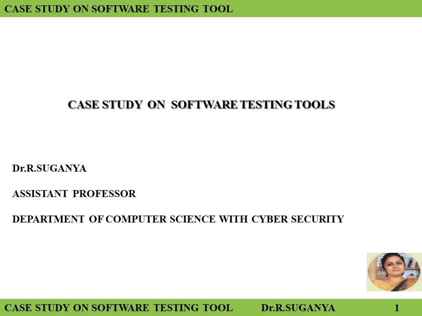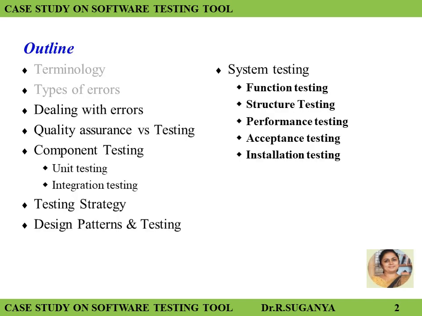Today we are going to see about the case study on software testing tools. Outline: terminology, the types of errors and how to deal with errors, quality assurance versus testing, component testing, unit testing, integration testing and testing strategy, design patterns and testing. And we have system testing. In system testing we have function testing, structure testing, performance testing, acceptance testing and installation testing.